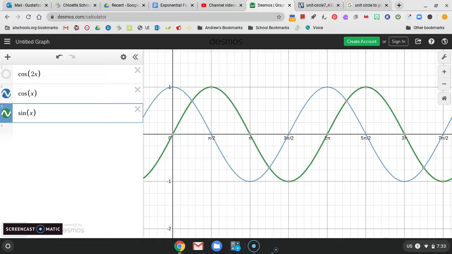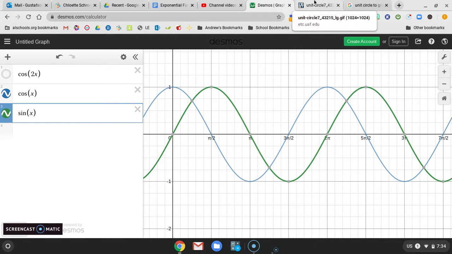The intersection points, where do cosine and sine intersect? They intersect at pi over 4, and they intersect again at 5 pi over 4. And then they intersect again at 9 pi over 4. And then they intersect again at 13 pi over 4, and so on.